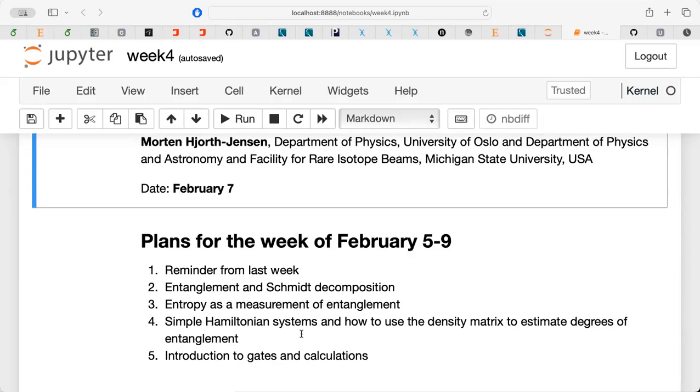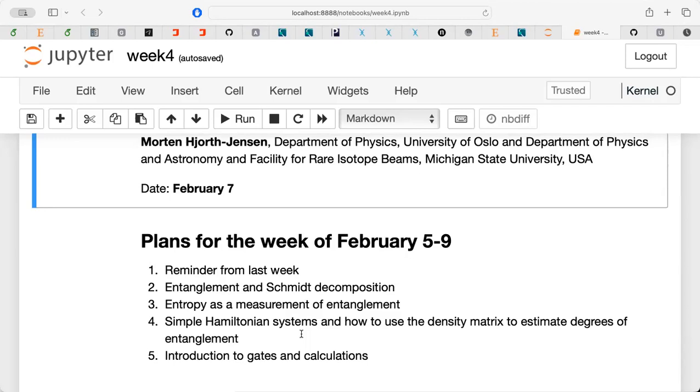But then the second half of the lecture today is going to be dedicated to an introduction to quantum mechanical gates. And these gates are the basic building blocks for the projects which we will work on till the Easter break. We will also introduce a software called Qiskit, which is a library developed by IBM, which allows us to operate on these gates.